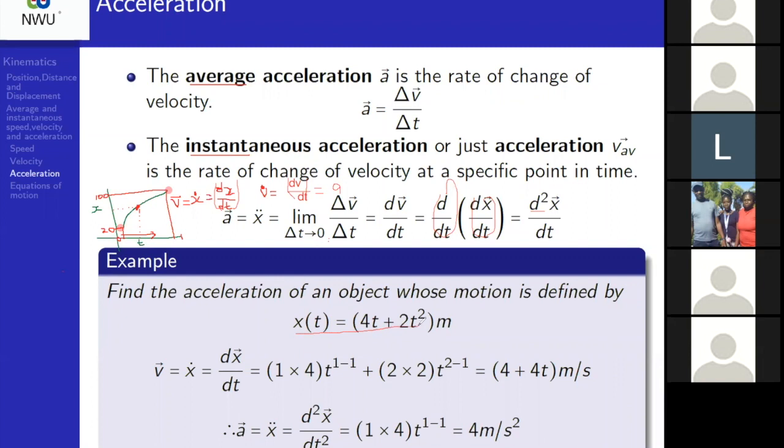Let me show you what I mean. Here's an expression for displacement because it's in meters. And the question is, find the acceleration of the object. So you take the first derivative.